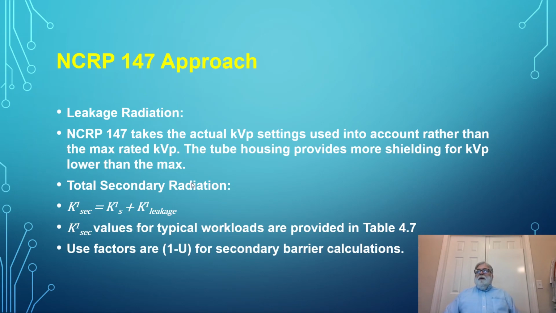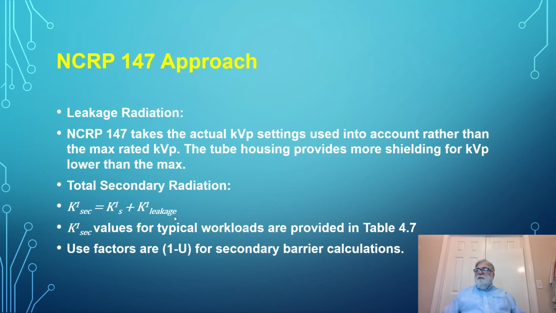And so we have tables that tell us what it is. But most importantly, what we're most interested in for secondary radiation is the sum of the scatter and the leakage. Okay. Now, in NCRP 147, there are tables with this secondary radiation already calculated for you for these typical workload facilities that we talked about.